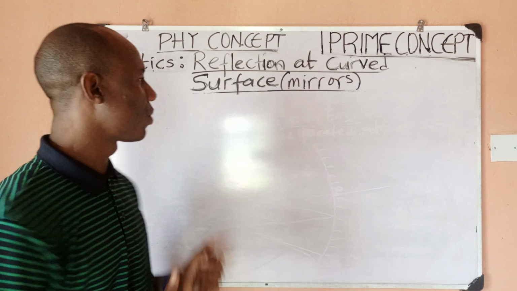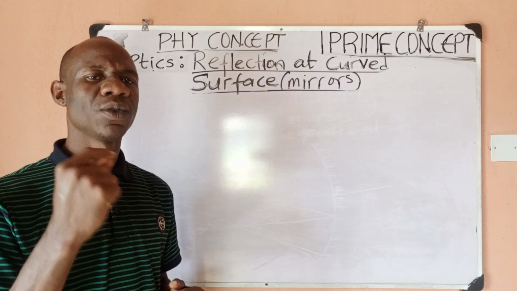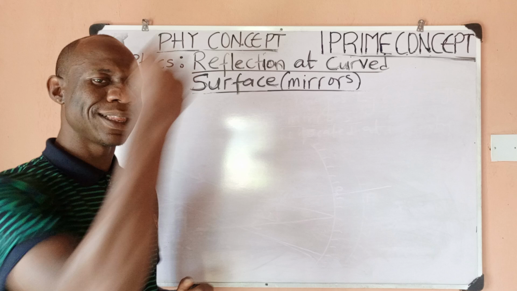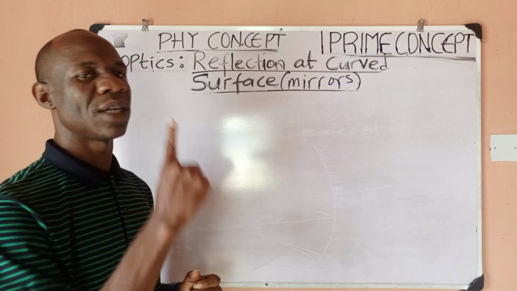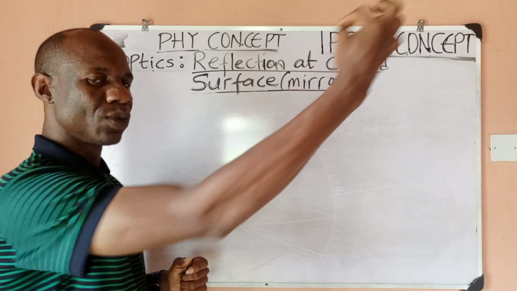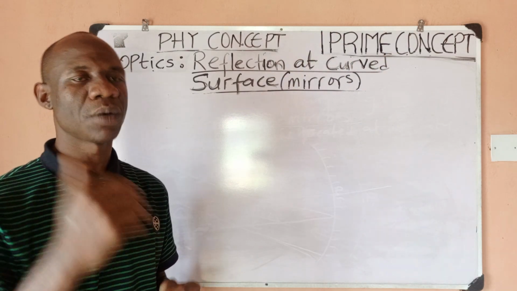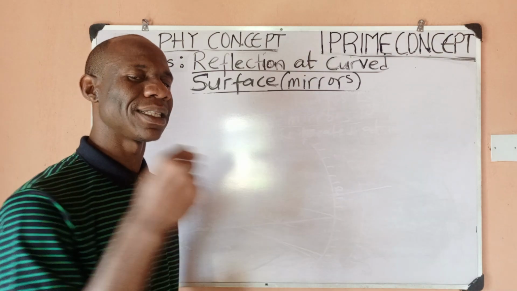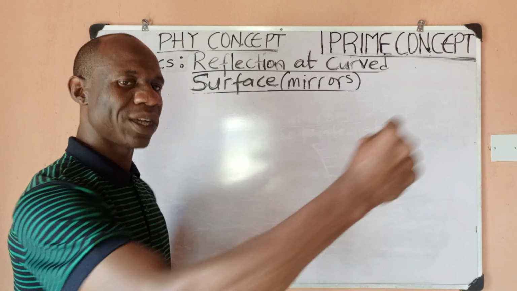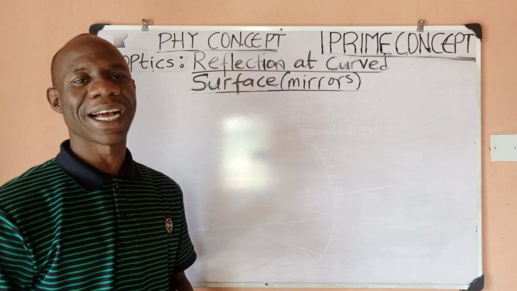I will just recap those rules. Number 1, when you have rays entering your mirror that are parallel to your principal axis, when those rays hit your mirror, they will reflect through your focal point. Number 2, whenever a ray enters through your focal point, when it hits your mirror, it will reflect parallel to your principal axis.